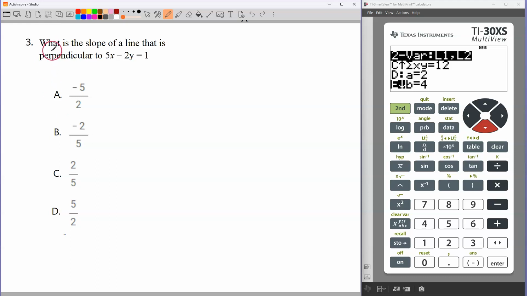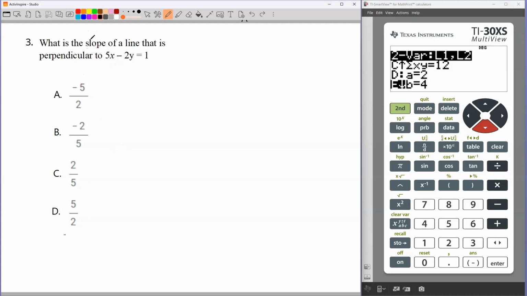Question 3. What is the slope of a line that is perpendicular to 5x minus 2y equals 1? This is a little different, and I put this in here intentionally because on this one, the calculator's not going to be able to help you. I'm going to show you why.